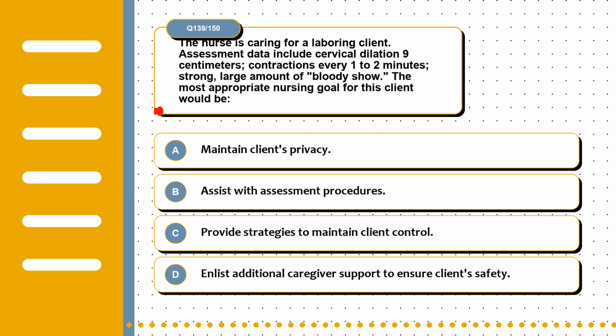Question 139. The nurse is caring for a laboring client. Assessment data include cervical dilation 9 centimeters, contractions every 1 to 2 minutes, strong, large amount of bloody show. The most appropriate nursing goal for this client would be, here are the options. Option A. Maintain client's privacy. Option B. Assist with assessment procedures. Option C. Provide strategies to maintain client control. Option D. Enlist additional caregiver support to ensure client's safety.